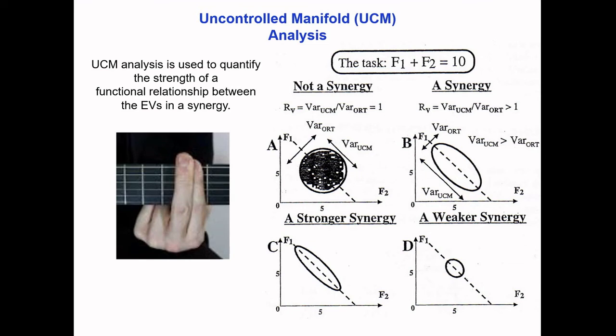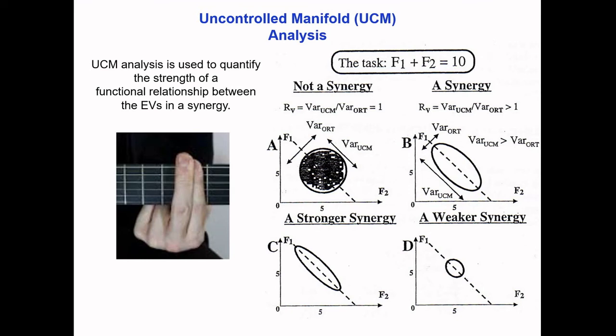We can do this by measuring var UCM and var ORT. Var UCM, var underscore UCM, is the length of the oval in the direction of the uncontrolled manifold. Var ORT is the length of the oval in the direction that's orthogonal to the direction of the uncontrolled manifold. If we look at the ratio of var UCM and var ORT, we can measure how well the data cloud is constrained by the uncontrolled manifold.